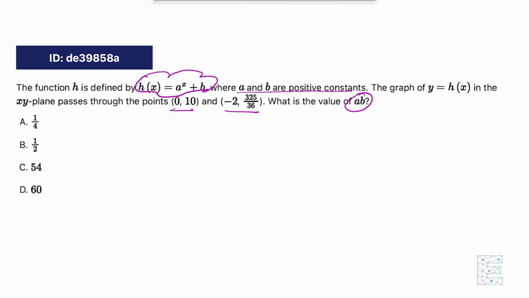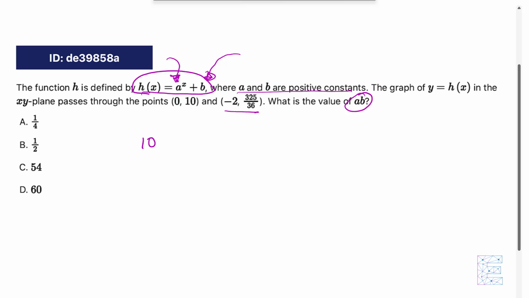To find a times b, we have to write an equation that's going to yield the value of a and yield the value of b. How do we do that? We're going to use the points that are given. So we're literally going to plug in one at a time. Always start with the one that has a 0 because math is easier that way. So we're going to plug those in here.